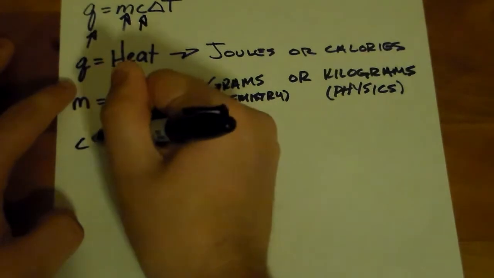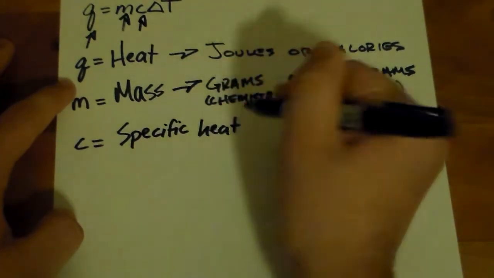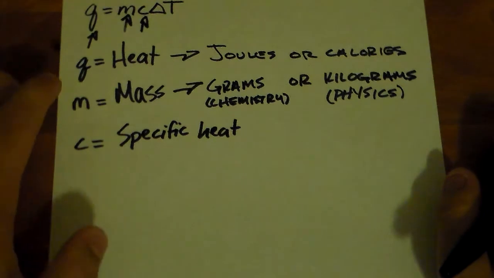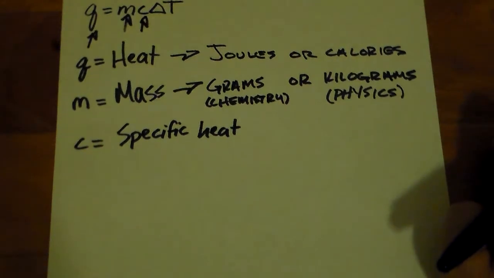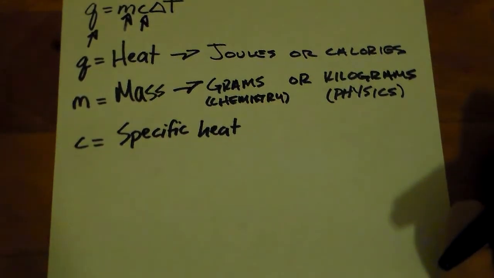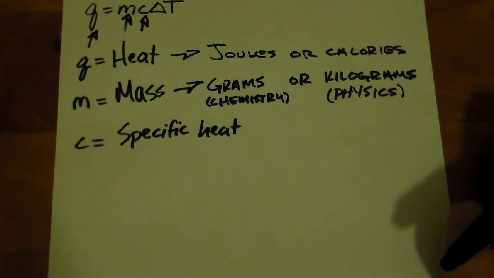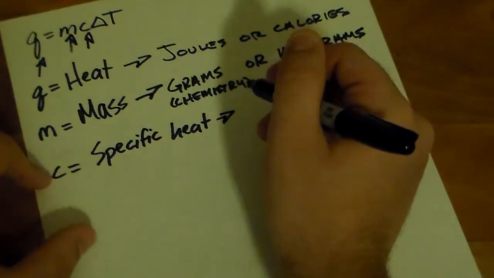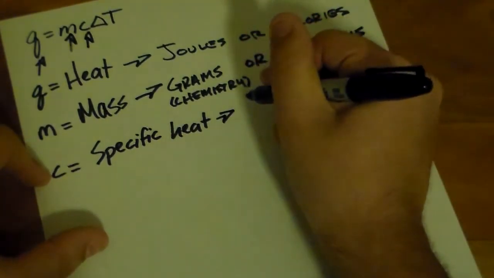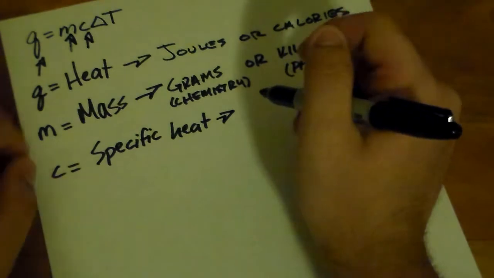So, C is specific heat. Now, specific heat is different between different types of things that you'll be using. Lead has a certain specific heat, but it is not the same as ethanol's specific heat. You'll see specific heat of water and specific heat of ethanol in this video. In the unit, there will be 3 different units for the specific heat. In chemistry, there are 2 different types, but in physics there's only 1.